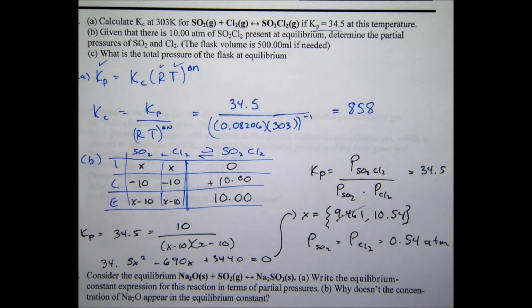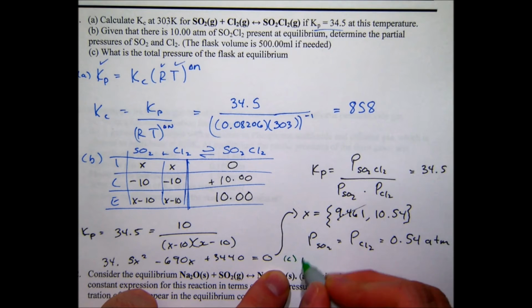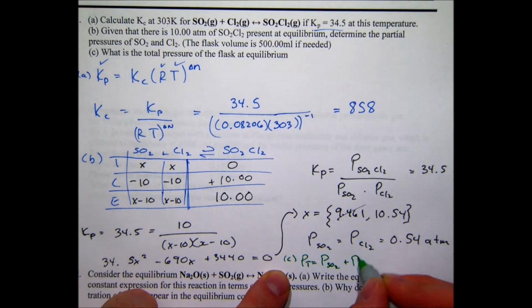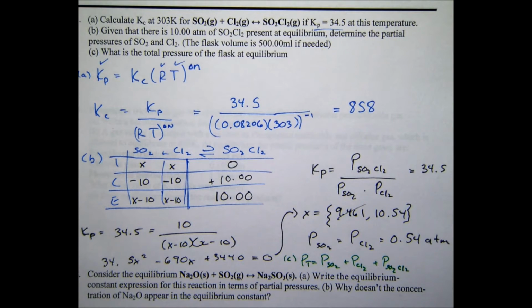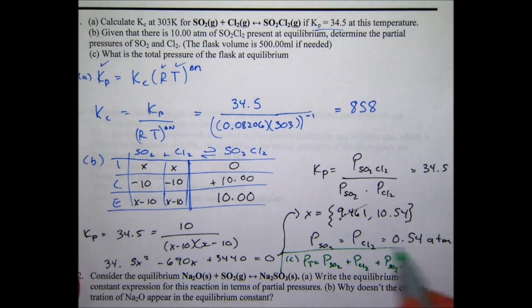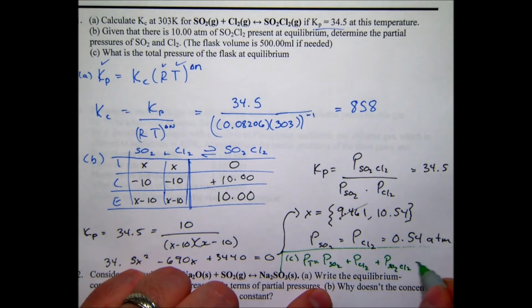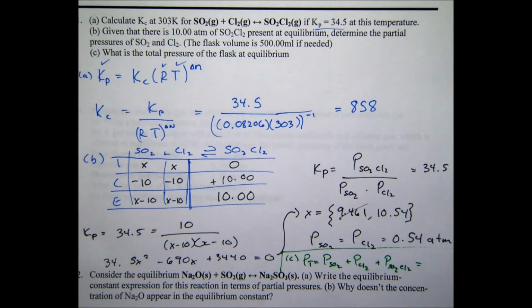And the final part of this question is, what is the total pressure of the flask at equilibrium? Well, you're just going to add it all up. So for part C, P total is equal to the P of SO2 plus the P of Cl2 plus the P of SO2Cl2. It's kind of crowded here in the bottom. And we simply add those up at equilibrium.